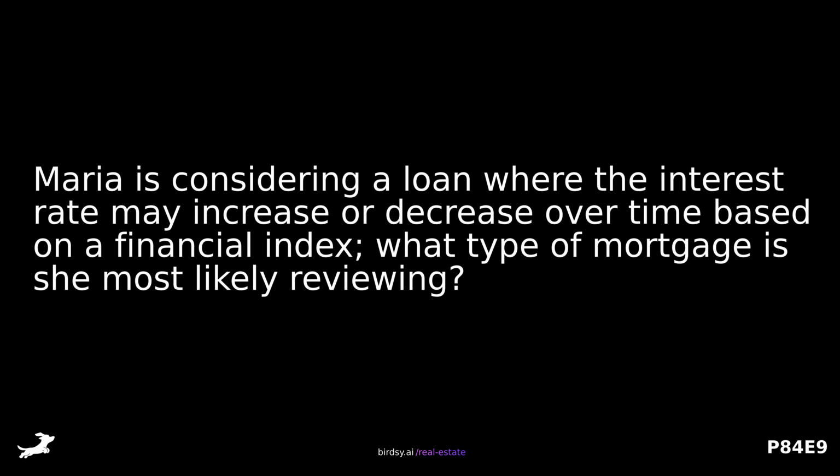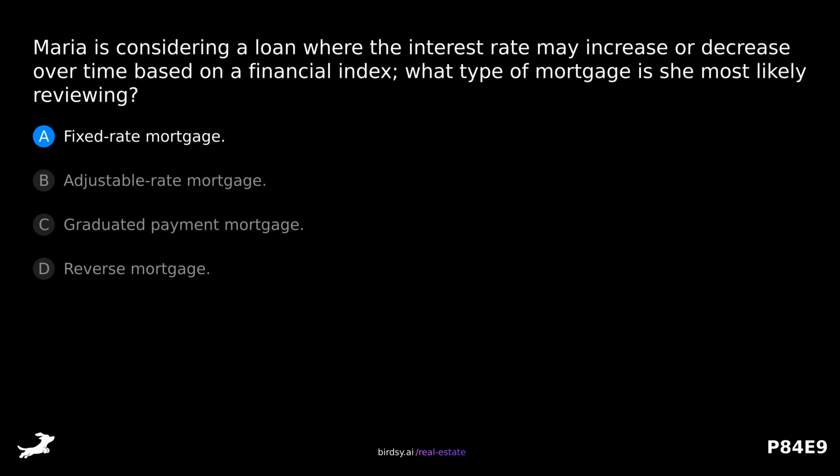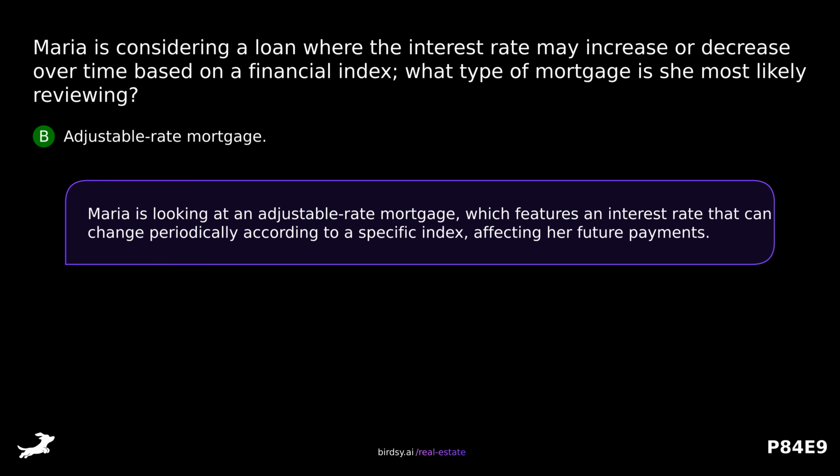Maria is considering a loan where the interest rate may increase or decrease over time based on a financial index. What type of mortgage is she most likely reviewing? Is it A, fixed rate mortgage, B, adjustable rate mortgage, C, graduated payment mortgage, or D, reverse mortgage? The correct answer is B. Adjustable rate mortgage. Maria is looking at an adjustable rate mortgage, which features an interest rate that can change periodically according to a specific index, affecting her future payments.